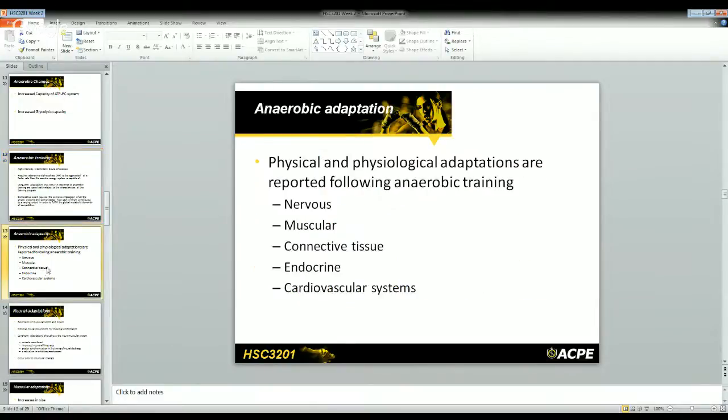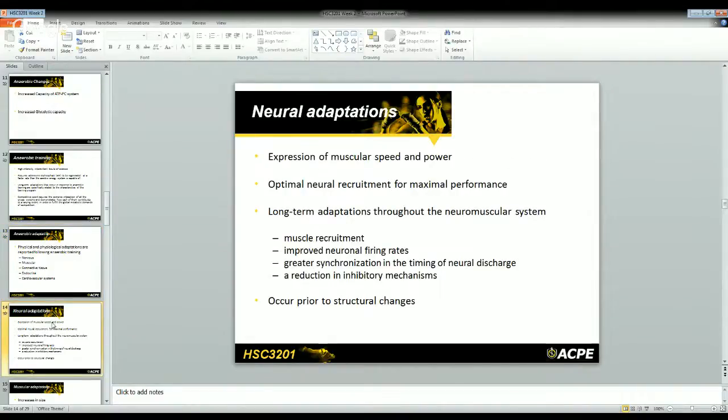Now, some of the physiological adaptations that we're looking at are the nervous system and muscular system, the connective tissue, the endocrine, and the cardiovascular system. This is where our anaerobic adaptation is taking place. Now, the neural adaptation is talking about training our muscles for speed and power. Speed, power, in other words, that rapid explosive contraction.